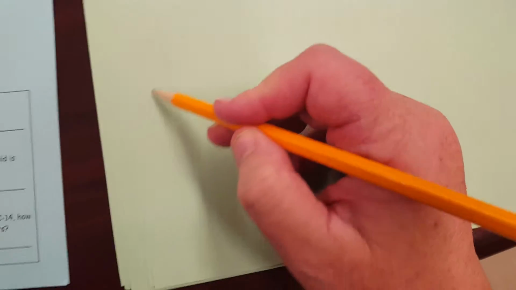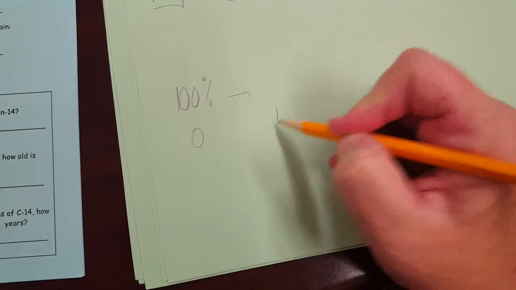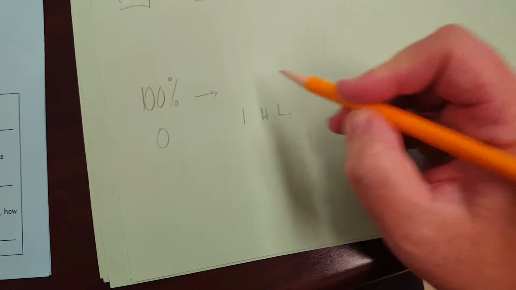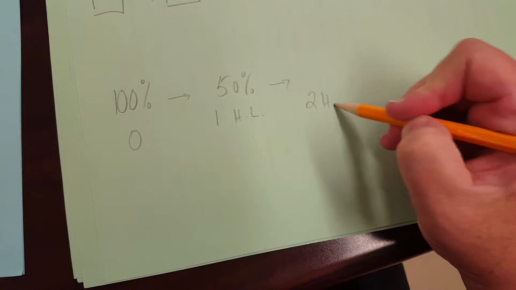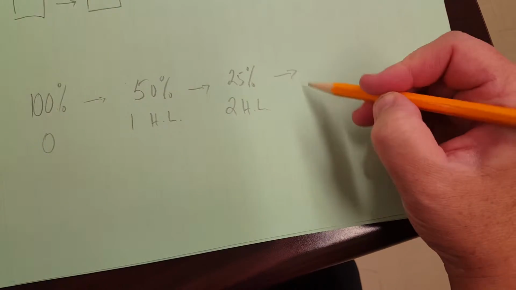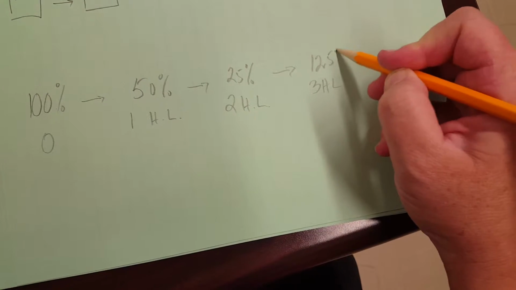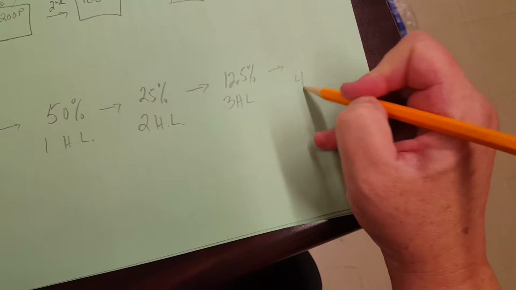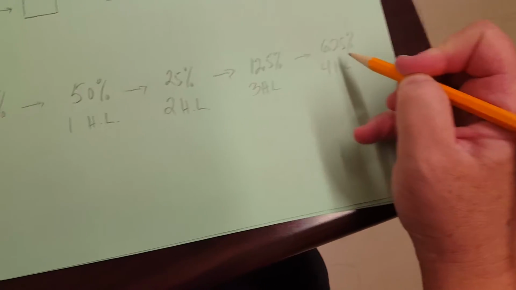The percents are 100% as a brand new rock. After 1 half-life, there's 50% parent. After 2 half-lives, it's 25% parent. After 3 half-lives, it's 12.5% parent. After 4 half-lives, it's 6.25% parent. And these numbers are all in your notes.